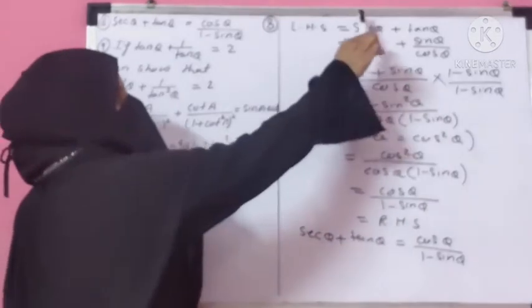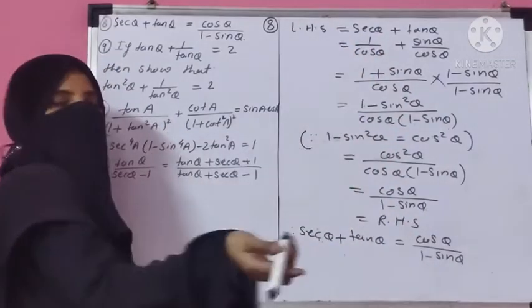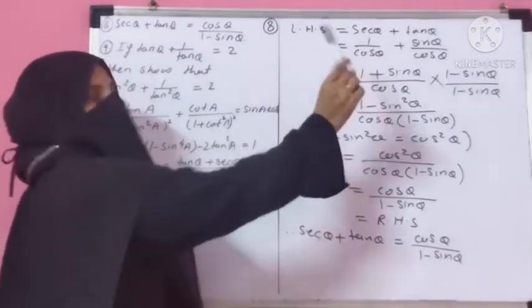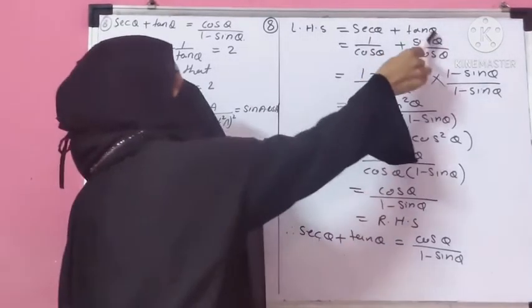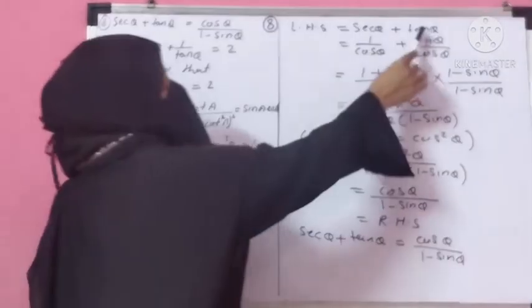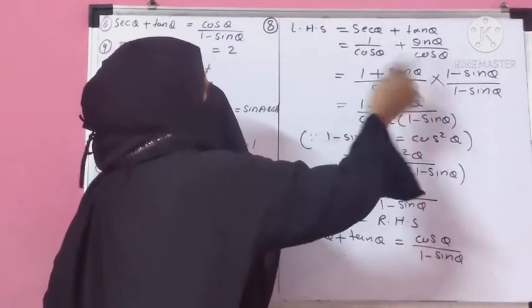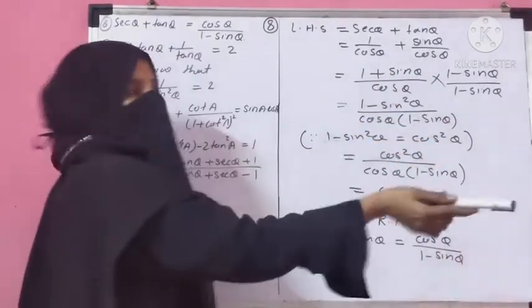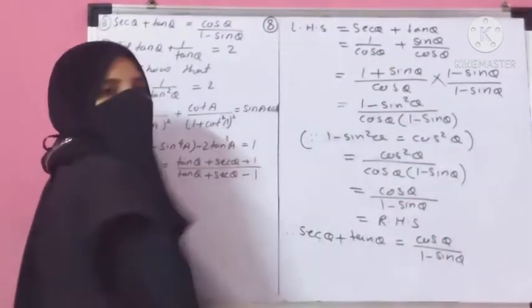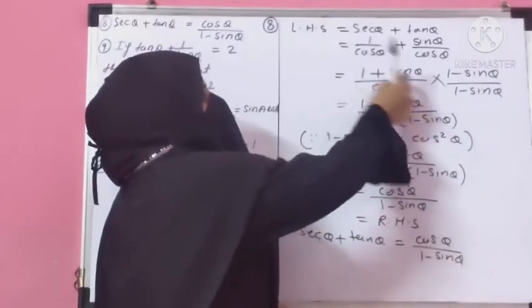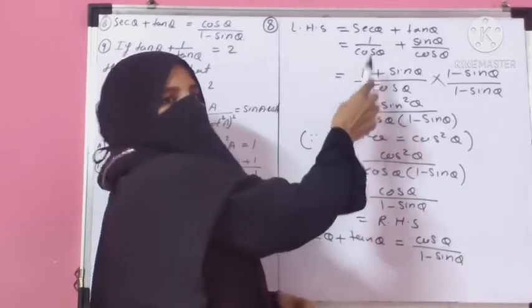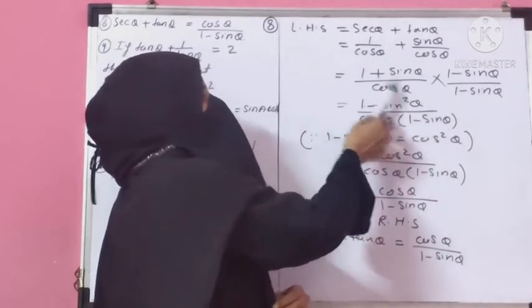Okay. Once again, see here, sec theta is the inverse of cos theta. So sec theta is 1 upon cos theta. Now tan theta is the ratio of sin to cos. That means sin theta upon cos theta. Now in these ratios, you can say in this fraction, the denominator cos theta is the same, numerator 1 plus sin theta. Okay. Now we can't apply any formula here, neither identities nor inverse trigonometric functions.